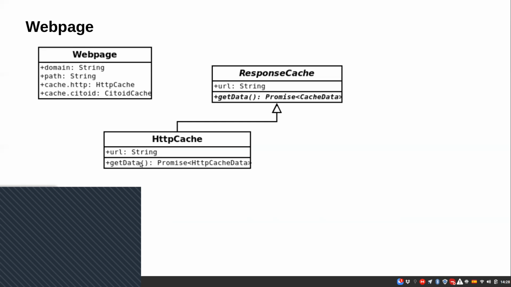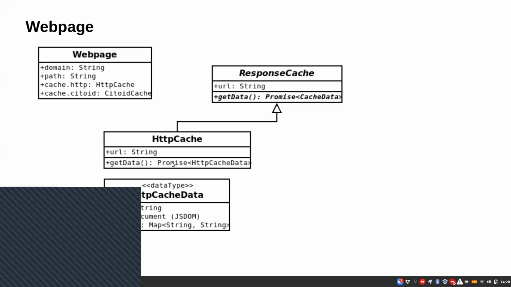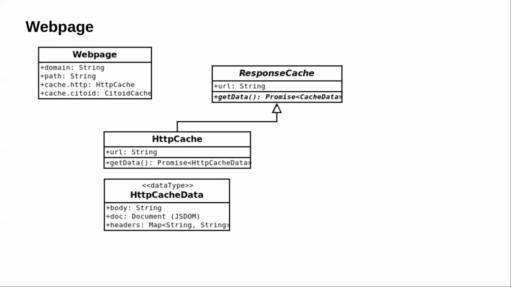When we run this method, we request the web server for this URL to retrieve some data to fill this cache with. Specifically, as we see here, this method is returning a promise, which will later on resolve to an HTTP cache data object. And this object includes a body, which is the HTML of the web page. It includes a document. The document is the representation of that HTML as a DOM tree, and that representation is created using a JavaScript library that emulates being a browser, which is called JSDOM.